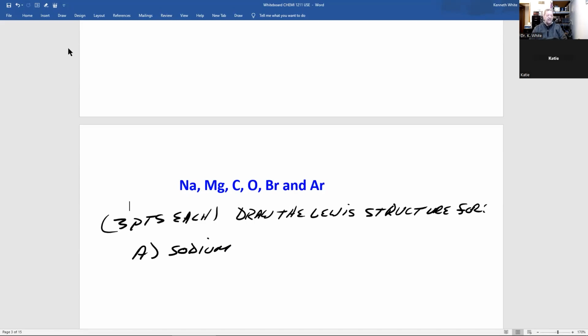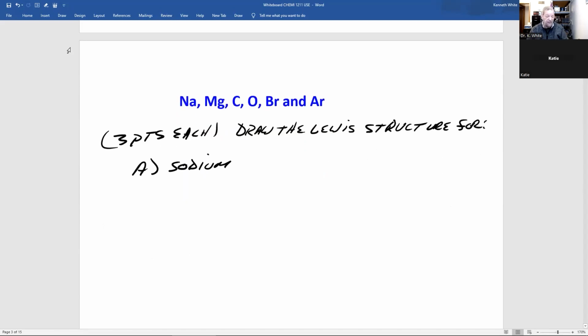So the question is, draw the Lewis structure for each one of these, and A is sodium. Each one of these is 3 points each. Well, how do I do that? Well, a Lewis structure is only for valence electrons. And first of all, how many valence electrons does sodium have?